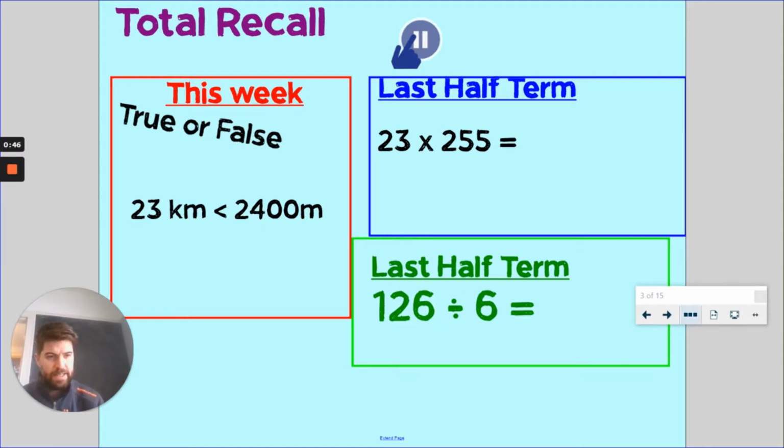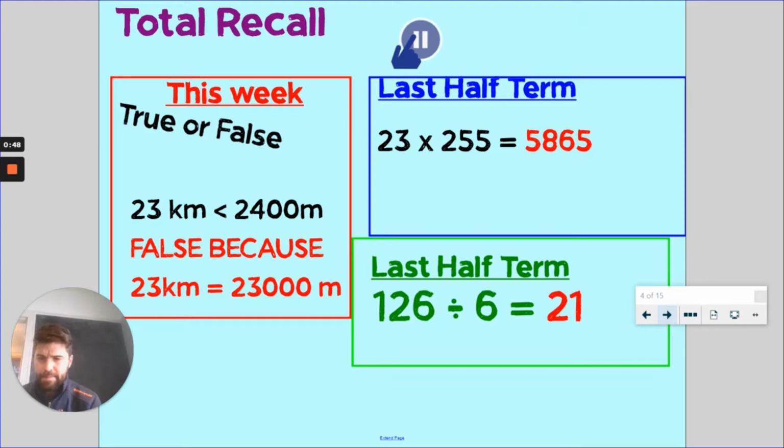Right, let's look at some answers for these. So the first one is false. 23 kilometres. So 1 kilometre is equal to 1,000 metres. So 23 kilometres is going to be equal to 23,000 metres. Clearly 23,000 metres is much more than 2,400 metres. There's just not enough zeros in that statement. Therefore that is false.